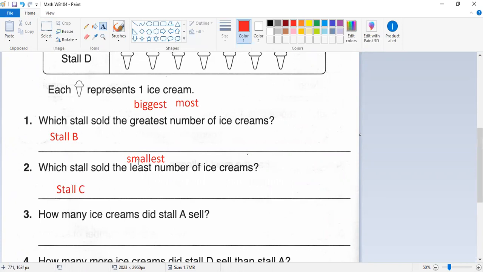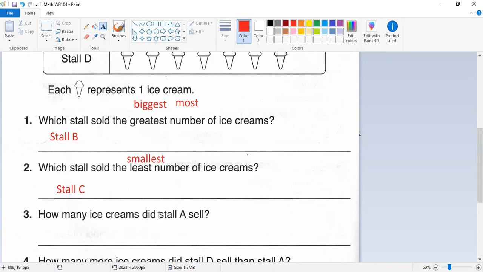Which sold the smallest number of ice creams? The least number of ice cream? Stall C. Number 3. How many ice creams did stall A sell?